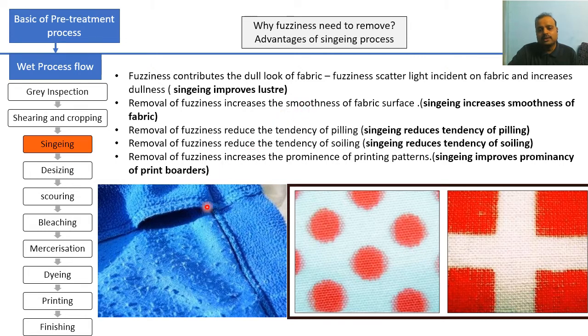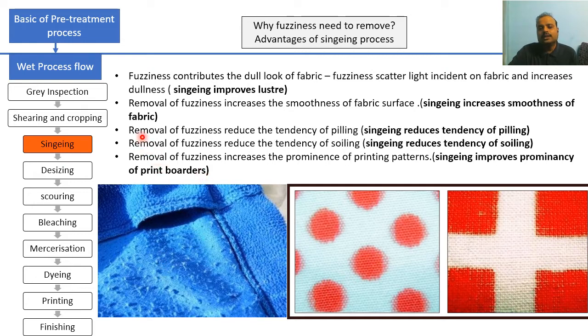So, smoothness. Now look at this blue shirt. If you just see over here, and if you feel it with your thumb, do you feel a smooth fabric feeling? No, because of this fuzziness or this pilling, you will not get a smooth feeling, right? And to get a smooth feeling, fuzziness needs to be removed.